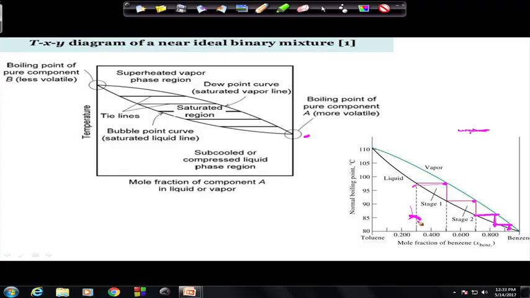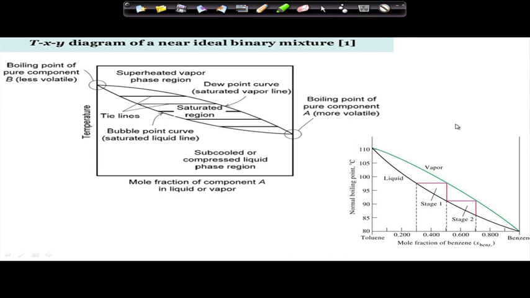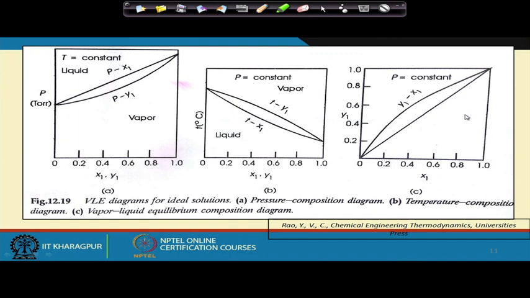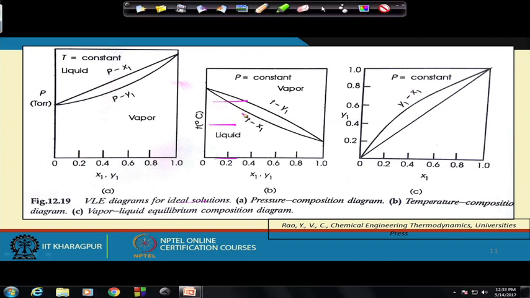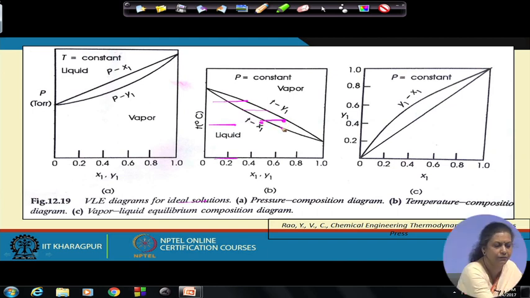So by this time, what are the things that we have done? We have dealt with PXY diagrams, we have dealt with TXY diagrams, and now from these TXY diagrams we find that by locating the tie lines, we can get the liquid and the vapor in equilibrium with one another, and these particular compositions are then plotted in the x1 versus y1 curve.